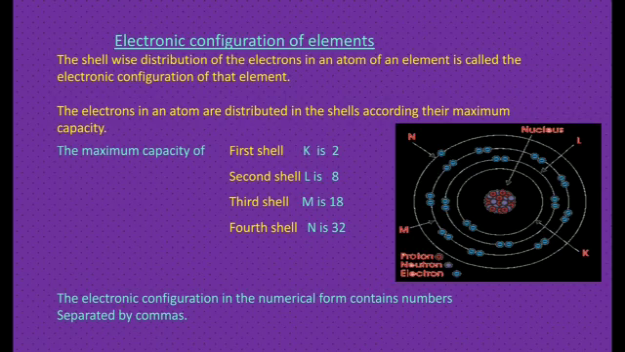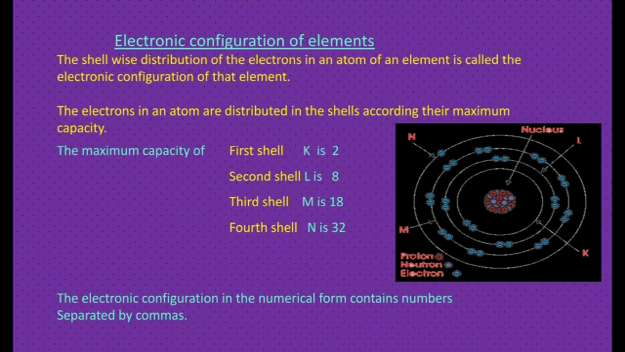The next topic is electronic configuration of elements. The shell-wise distribution of the electrons in an atom of an element is called the electronic configuration of that element. The electrons in an atom are distributed in the shells according to their maximum capacity. We have already learned the maximum capacity of the first shell, that is the K shell, is 2. The second shell, that is the L shell, is 8. The third shell has 18, and the fourth shell has 32. Look at the diagram also, you can see how the electrons are arranged in the shells.